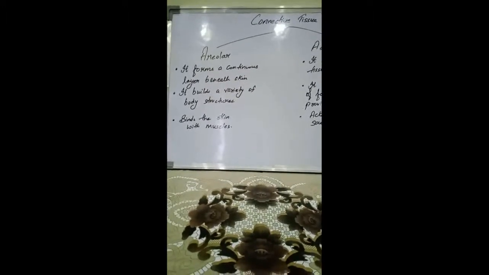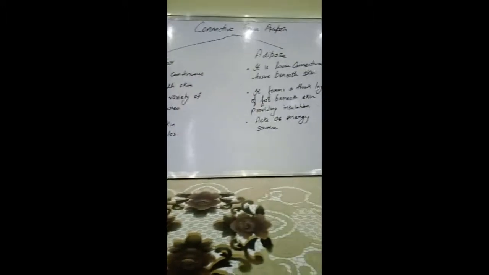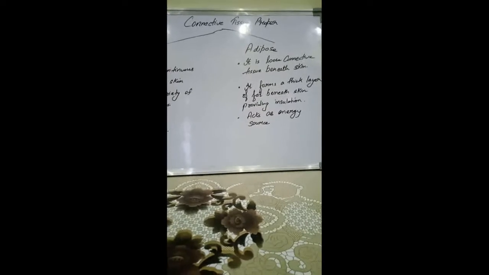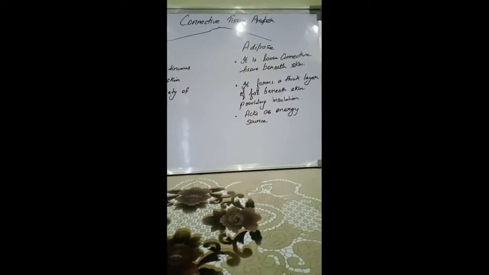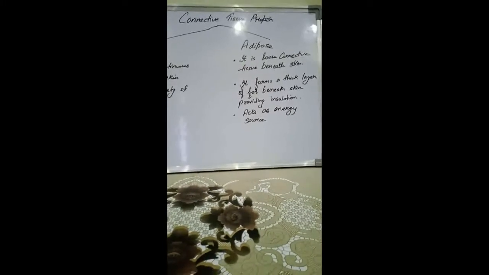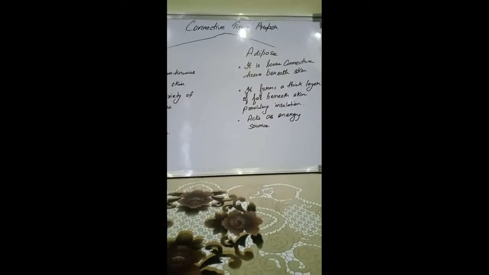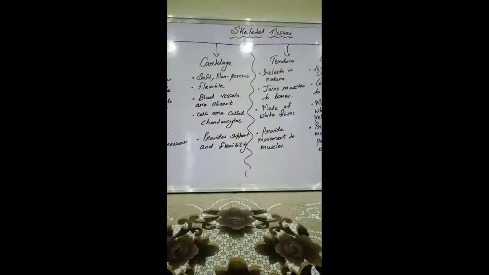It is because of the areolar tissue. And adipose tissue acts as an energy source. Since it is storing the fat, whenever our body needs energy, it converts that fat into carbohydrates, thus releasing energy. So it acts as an energy source. These were the two types of connective tissue proper, areolar and adipose.